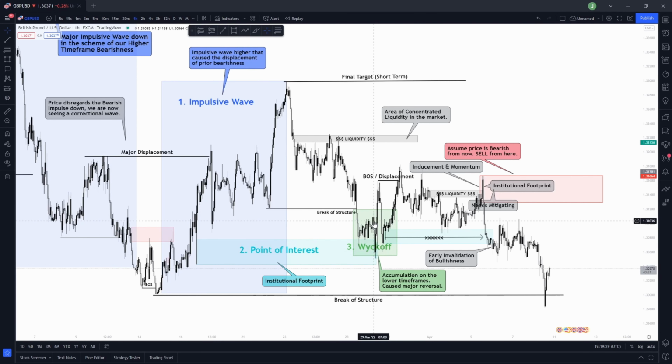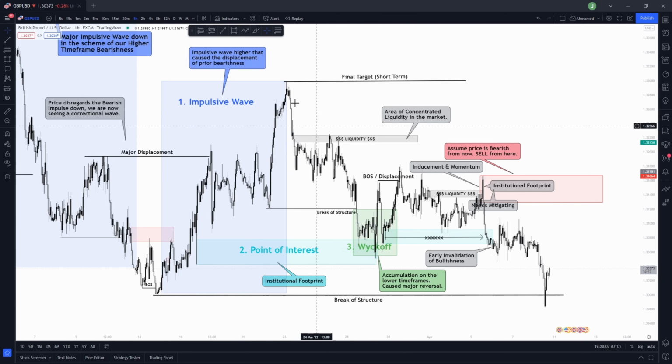You see price traded into this region. We got an accumulation, so Wyckoff, a major reversal in the market, and then we identified here a footprint left over within this Wyckoff schematic. I was expecting that after this displacement, we're going to be ready to run this final target, continue the bearishness. However, as you'll see, price did eventually fall through the demand zone, invalidate it, and then continue lower to even break structure and invalidate the entire bullishness that we once had.